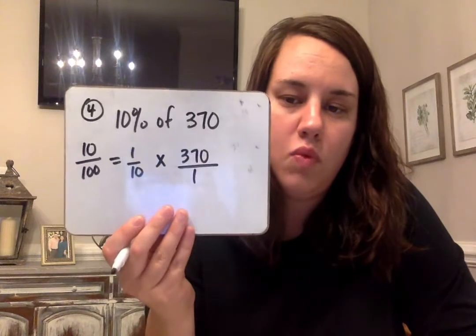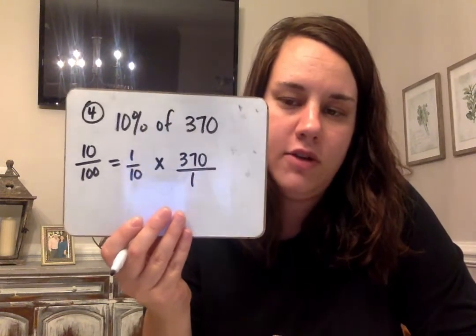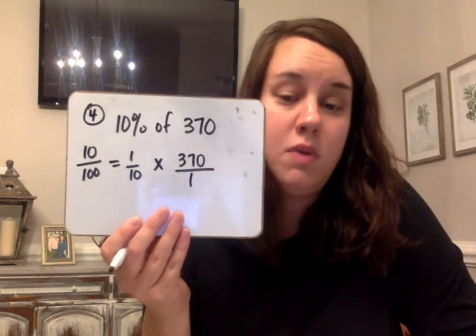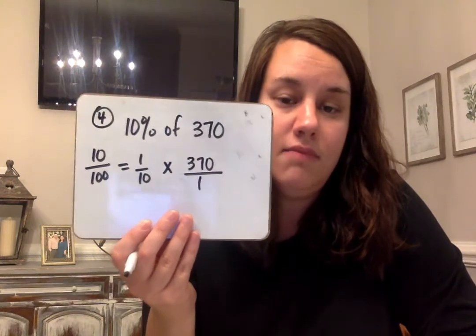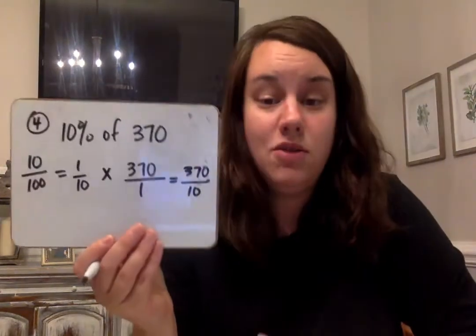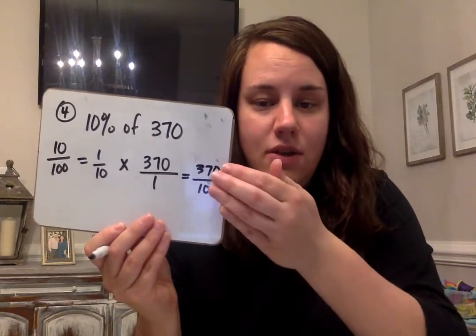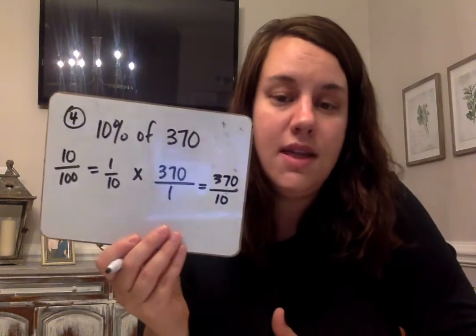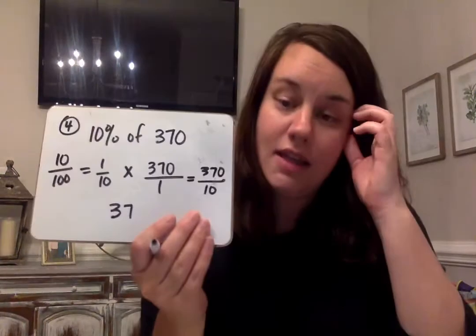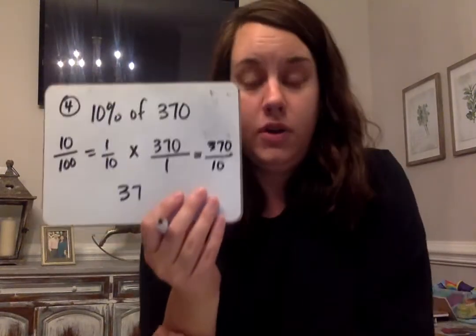I'm going to replace that "of" with the multiplication sign. Okay, and then I'm going to put 370 over 1. So 1/10 of 370 we write this way. Now just multiply. 1 times 370 is 370. And 10 times 1 is 10. And now you just divide by 10. So you can just take the 0 off the end of that. So 370 divided by 10 gives you 37. And your answer is just 37. It's the whole number, 37.